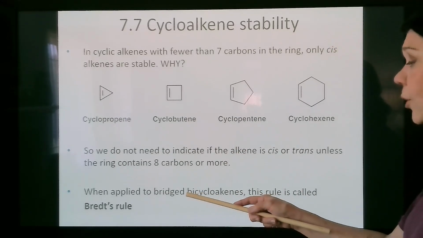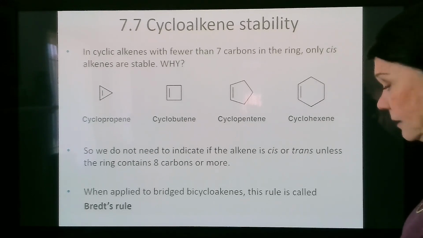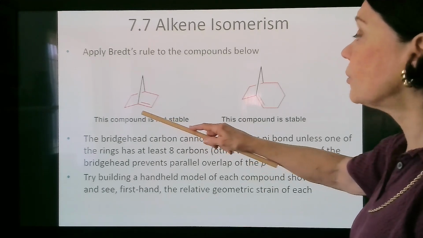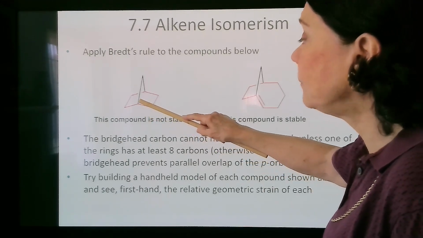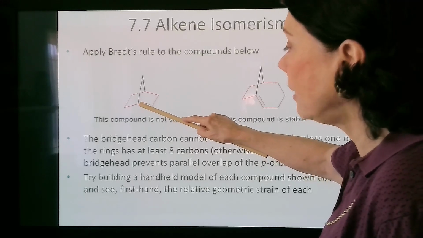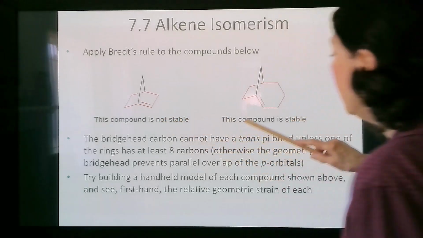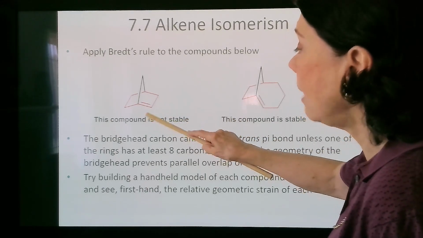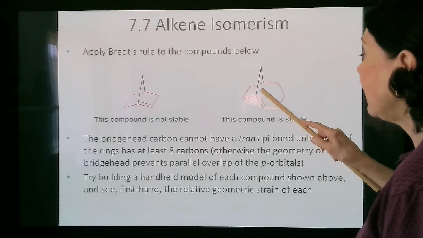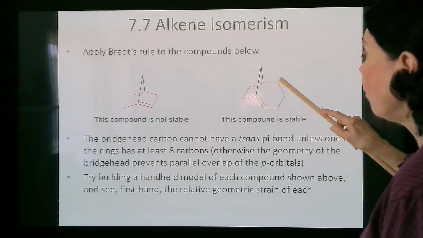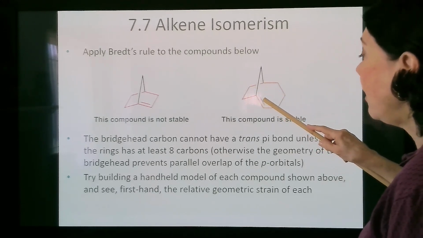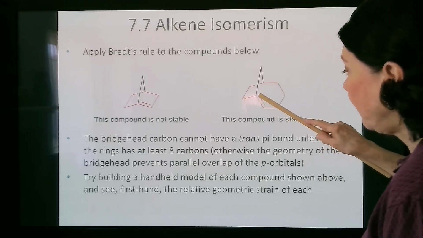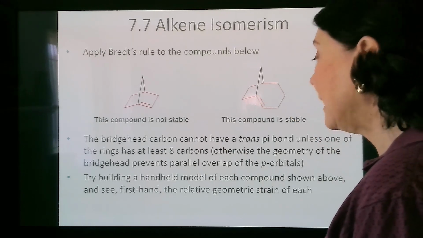When applied to bridged bicycloalkenes, the rule is called Bredt's rule. This means that you cannot have a double bond at a bridgehead if you have fewer than 6 carbons in the ring. So this compound is not stable. This compound is, because you've got 2, 4, 6, 8 carbons in the ring. So this molecule with the double bond at the bridgehead is stable.